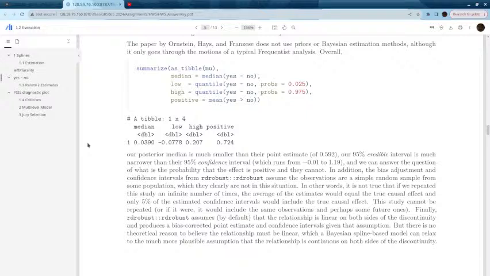So it's false to say if we were to repeat this study an infinite number of times, the average of the point estimates would be equal to the true causal effect. It's also false to say if we were to repeat this study an infinite number of times, the proportion of times that the confidence interval estimator fails to include the true estimate will only be 5%. The reason why both of those statements are false is because it's impossible to repeat this study with a different sample of data, because we don't have a sample of data to begin with.